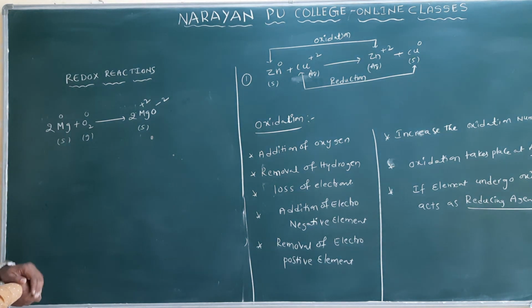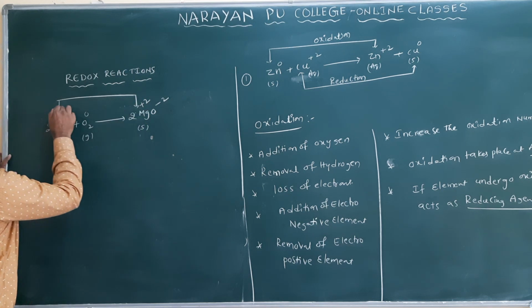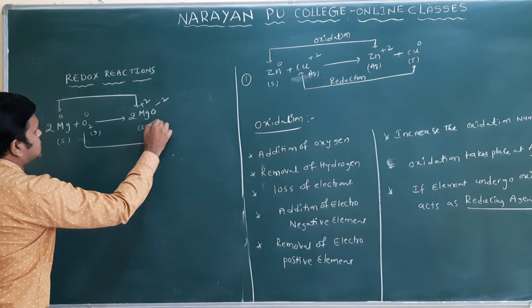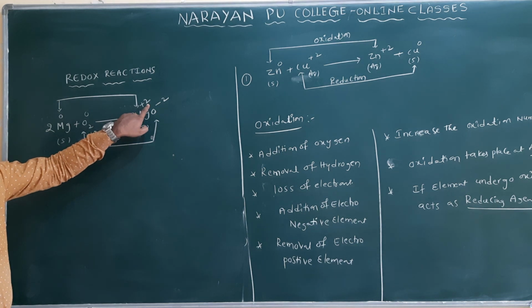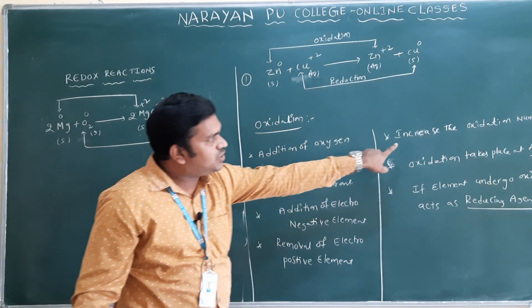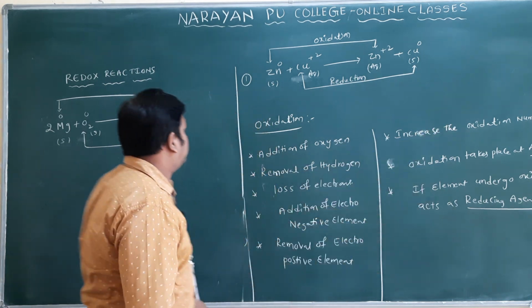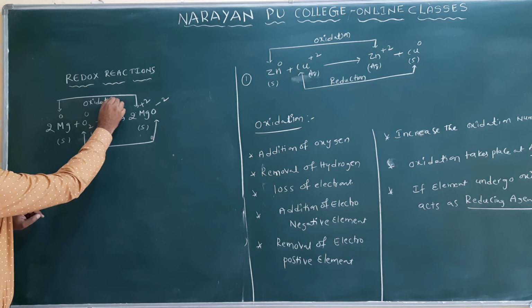Now let us see the parts we have. Here you see magnesium and here you can see oxygen only. So here what is the oxidation number of magnesium? 0. Here the oxidation number of magnesium is plus 2 only. So the oxidation number increases from 0 to plus 2. Increase in the oxidation number you are calling oxidation only.